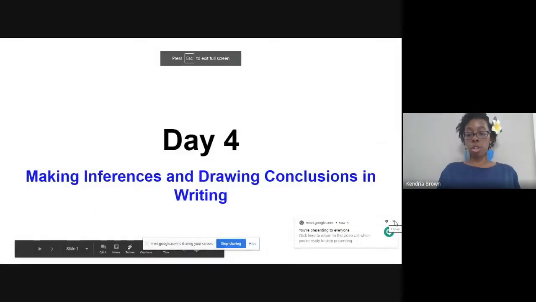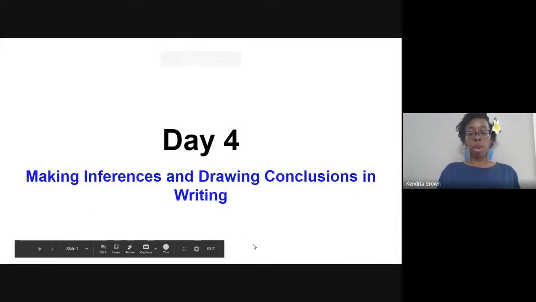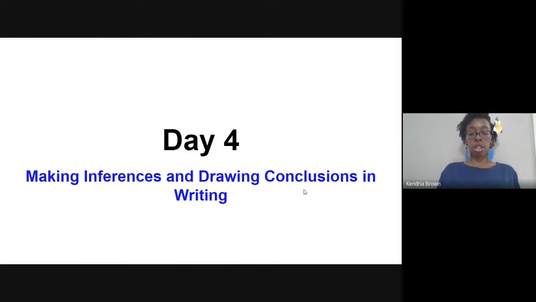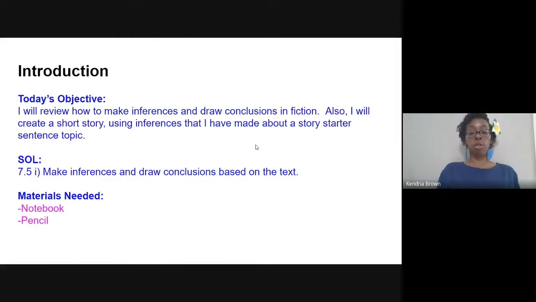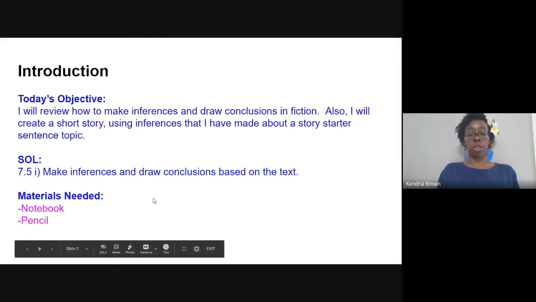Okay, ladies and gentlemen, again, we are making inferences and drawing conclusions, but today we will do so in writing. First, we'll make inferences and draw conclusions, but then we'll create a short story using inferences that we've made about a story starter sentence that I'm going to give you later in the lesson. You'll need a notebook and a pencil for this lesson.